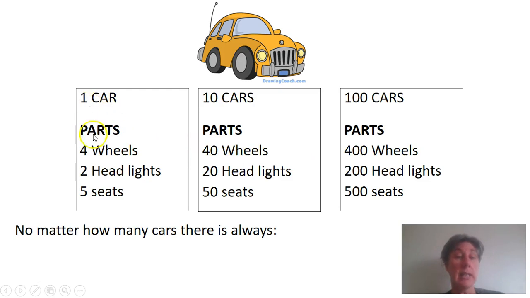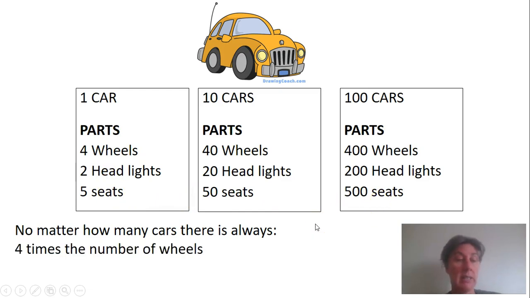So it's a different relationship for headlights. For every 1 car, there's 2 headlights. So this is always double of that. So if you have 10 cars, you've got 20. If you've got 100, you've got 200. Different relationship for seats. So it's a 1 to 5. So you can see the pattern.